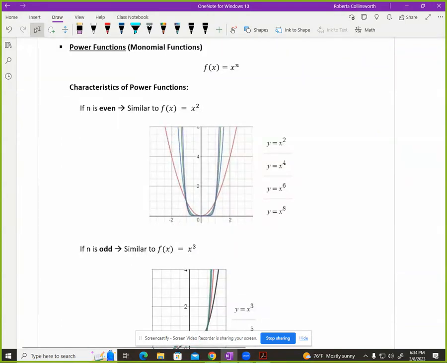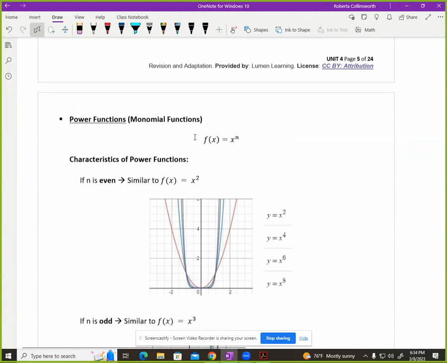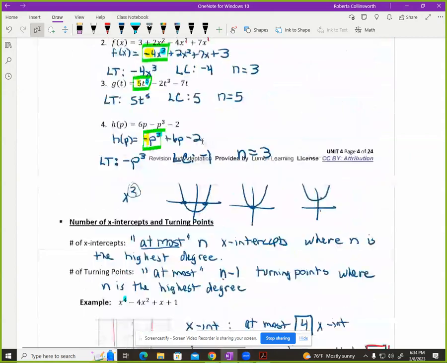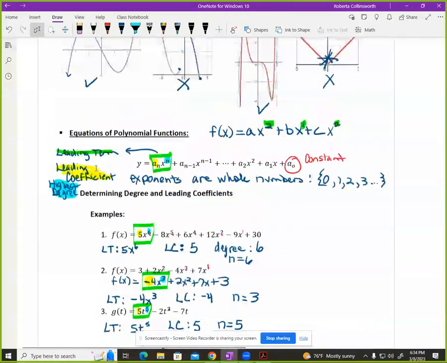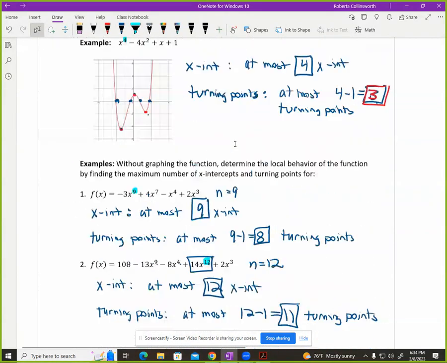Okay, so we have to keep all of that in our head, and we're going to move on to some more stuff with our, what's it called? I forgot. Leading term, sorry.